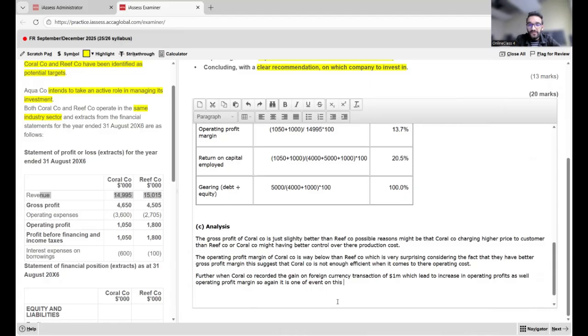On this basis, comparability is difficult, although you can write this paragraph as well, and you can change this as well. Let's say if they are having a certain form of difference. Now, you can see that there may be chances that Coralco recorded a gain on foreign currency, which led to an increase in operating profit as well as operating profit margin.